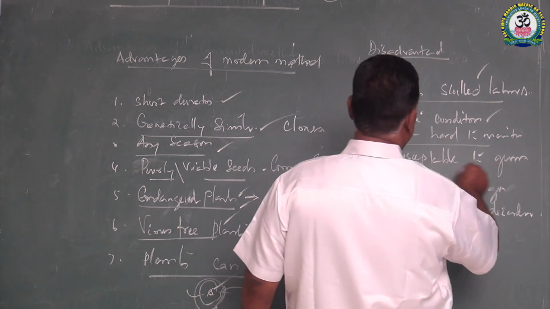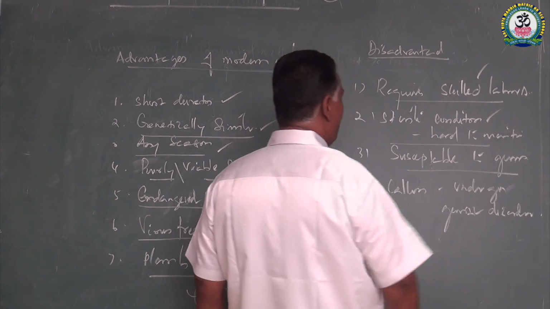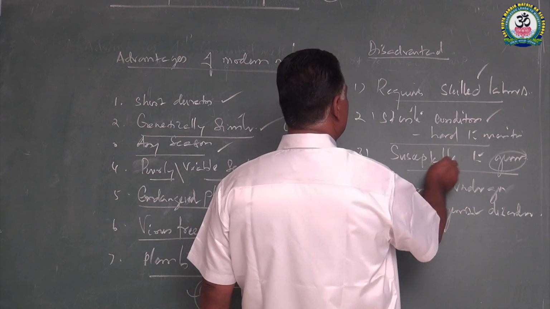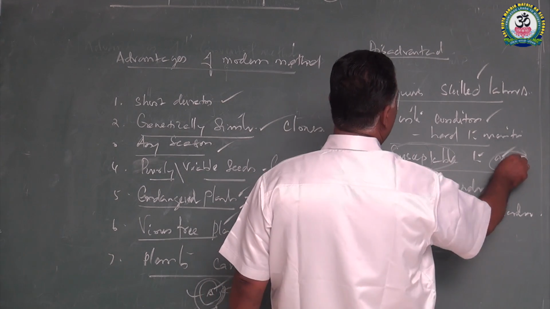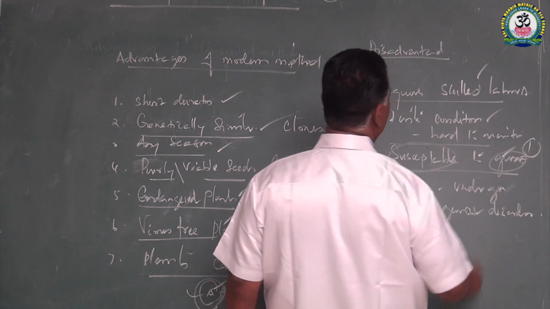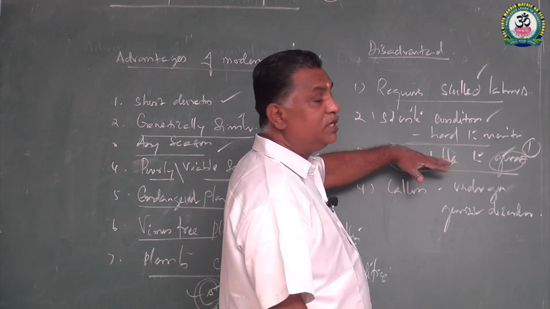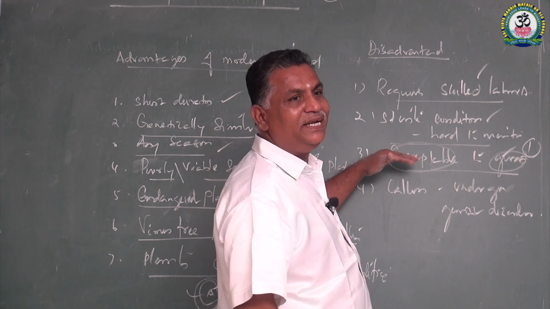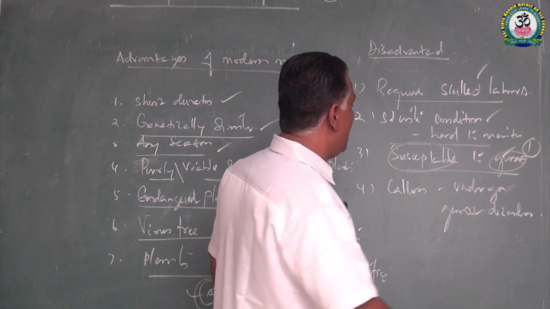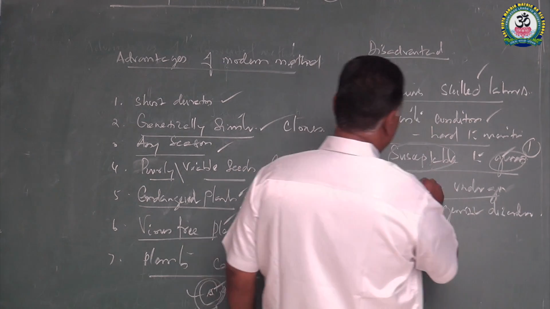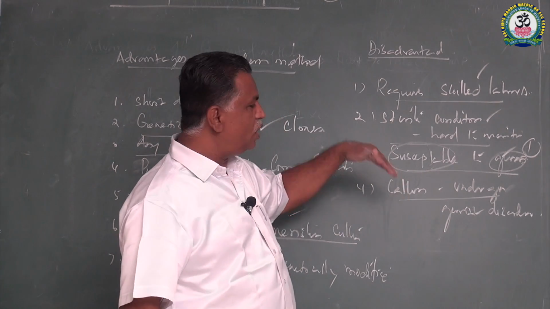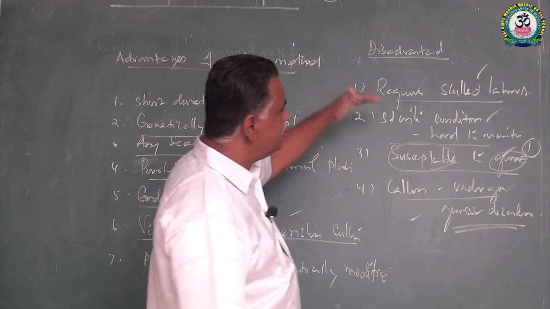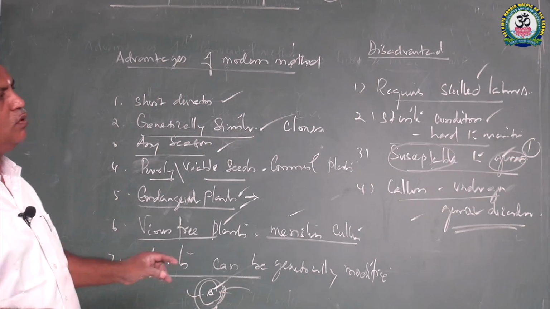And the plants have the same genetic setup and the same genes, so they are susceptible to germs. We said that they are all clones with the same genetic setup. Since one plant is infected, the entire population will be devastated. So that is another disadvantage. And last, callus may undergo genetic disorder, as a result of which expected results may not come sometimes. So these are the disadvantages, and this topic is over.